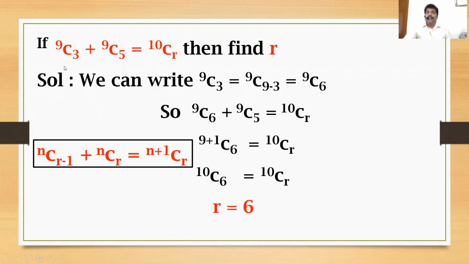So in this way, you have to find the given r value. So how to find, once again: here 9C3 and 9C5, directly these two are not consecutive. Whenever these two numbers are consecutive, meaning one is r minus 1, then only we can apply this formula. So for that, first you have to write the given 9C3 as 9C(9 minus 3), that is 9C6. Then we can apply our formula nCr plus nC(r minus 1) is equal to (n plus 1)Cr. By comparing these two, r is equal to 6.